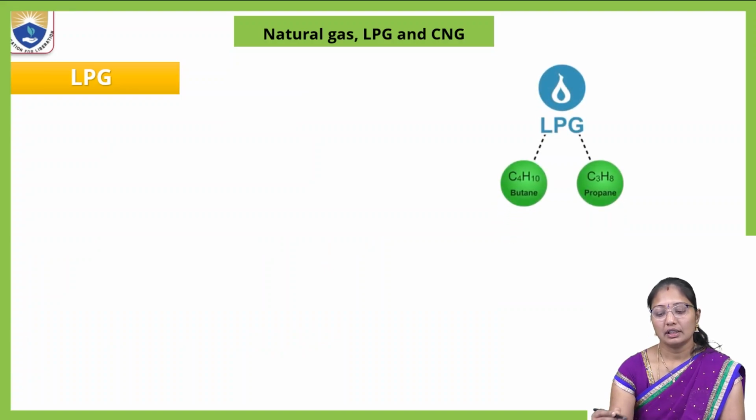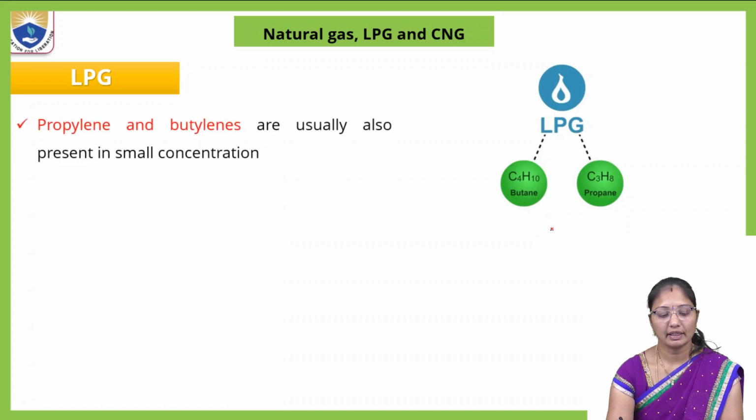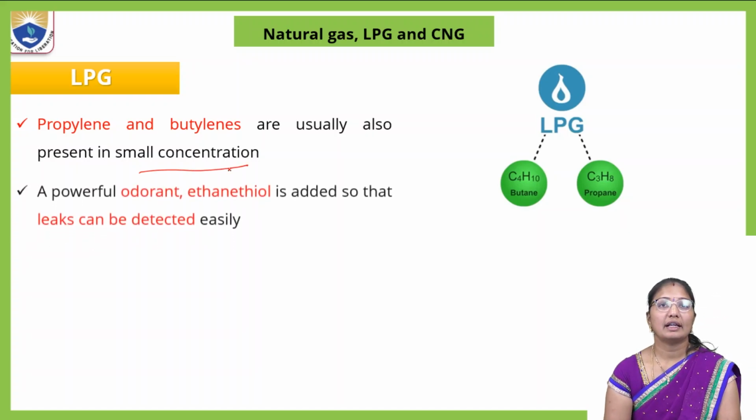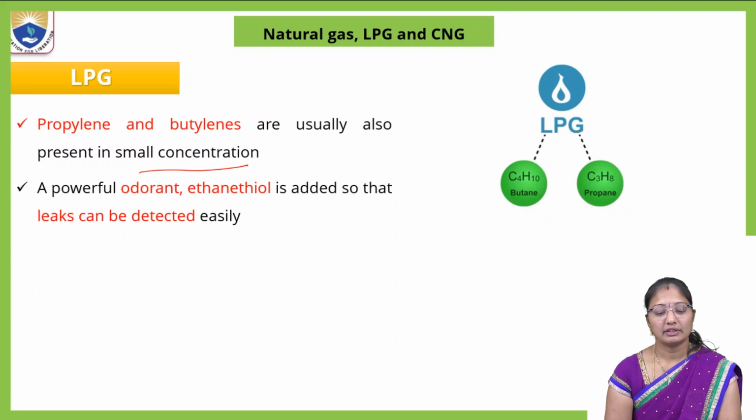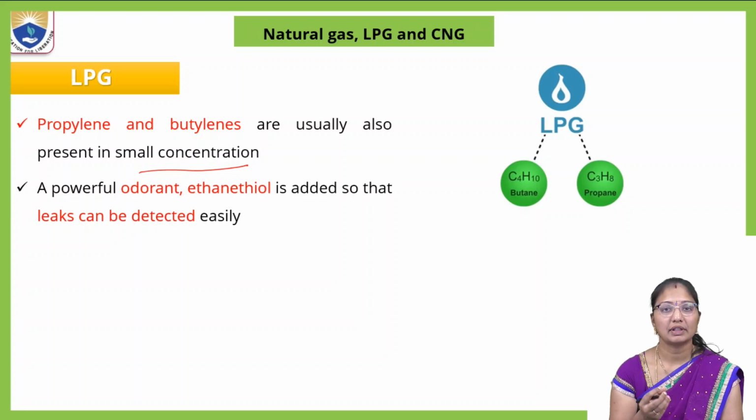In LPG, as we know, butane and propane are there. Propylene and butylenes are also present in smaller concentration, less than 1%, and a powerful odorant called ethanethiol is added so that leaks can be detected easily. Actually, the liquid petroleum gas obtained from the fractional distillation of petroleum won't have an odor. Some mercaptan, a sulfur-containing compound, is added deliberately to detect leaks, because the sulfur compound causes the smell. So we can detect the leakage easily.